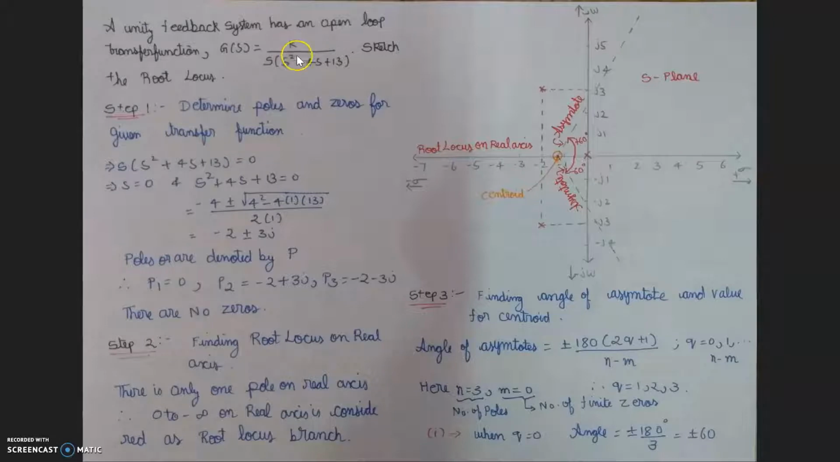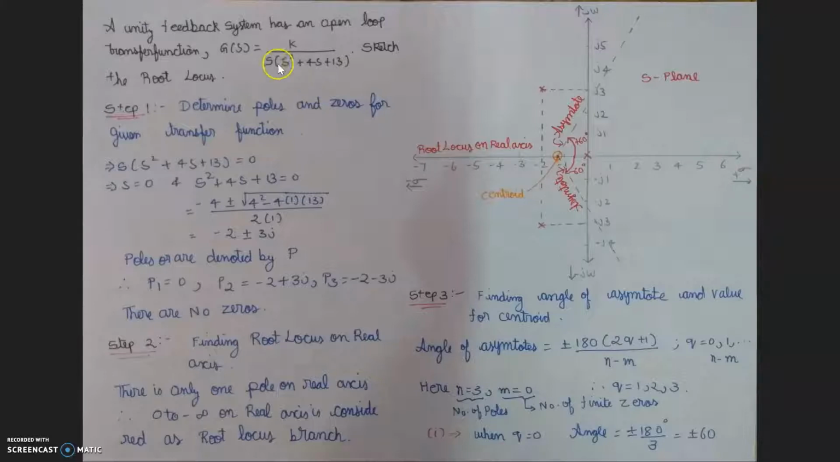When we take roots of the numerator, they are called zeros, and when we take roots of the denominator, they are called poles. There are different steps in the root locus, and we'll see each and every step. The first step tells us that we have to determine the poles and zeros.